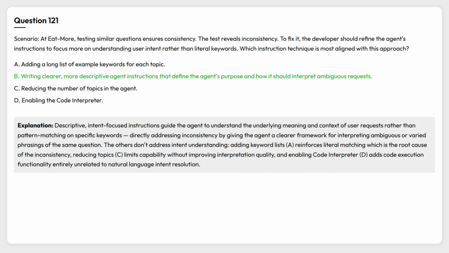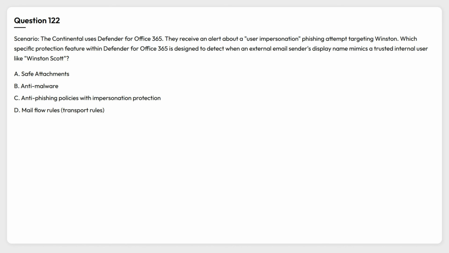Adding a keyword list reinforces literal matching, which is the root cause of the inconsistency. Reducing topics limits capability without improving interpretation quality. And enabling code interpreter adds code execution functionality entirely unrelated to natural language intent resolution.